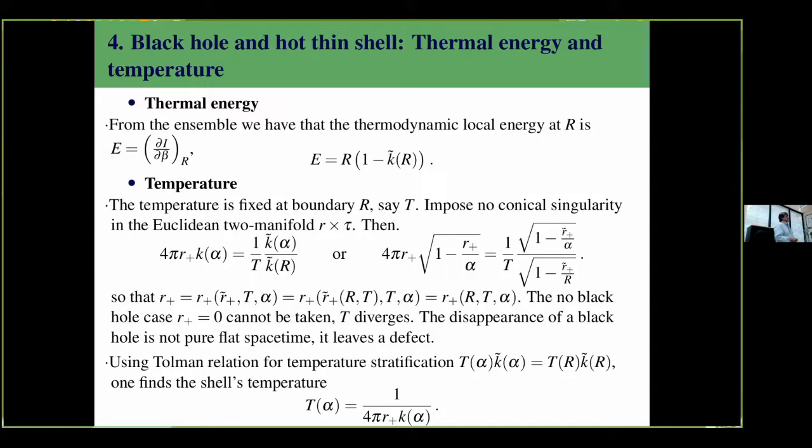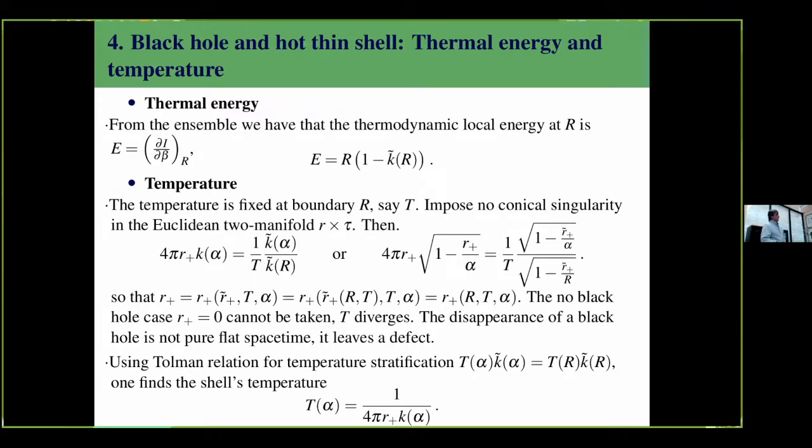Okay. Now we can find the thermal energy and temperature. Thermal energy is the derivative of the system's action, so it is the differential of I in relation to beta, with r constant, and you get this expression. The temperature, we note that it is fixed at the boundary, T. And we have to impose that there is no conical singularity in the Euclidean 2-manifold, r tau. Then we get the Hawking black hole temperature, which is essentially the inverse Hawking black hole temperature, and the redshift functions, everything has to adapt to get T. Okay, so this is the same as here. K is this, K tilde is this.